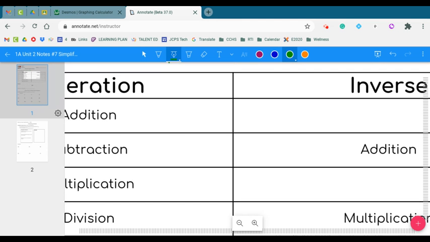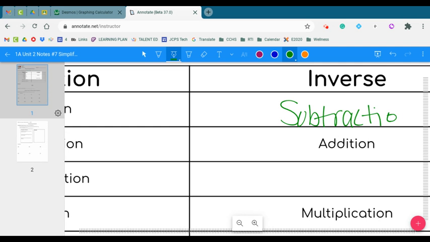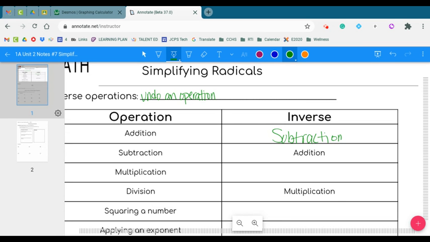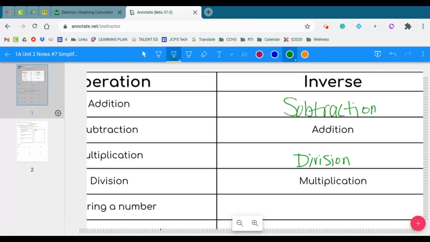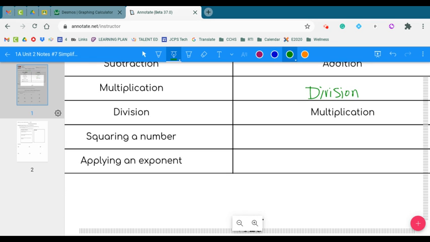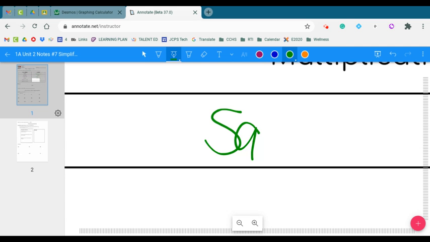So with addition, the inverse is subtraction. This is kind of just a review. For subtraction, it's addition. For multiplication, it's division. For division, it's multiplication. And then the opposite of squaring a number is taking the square root.